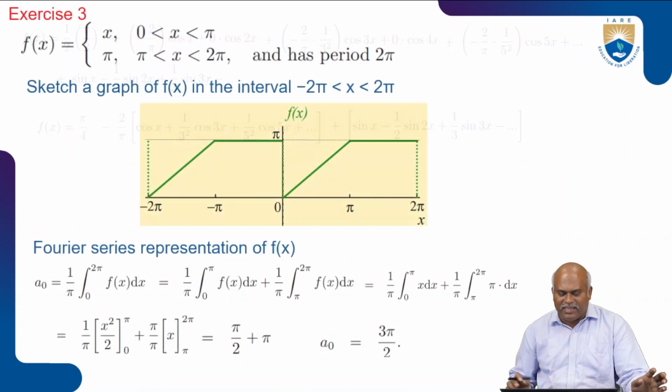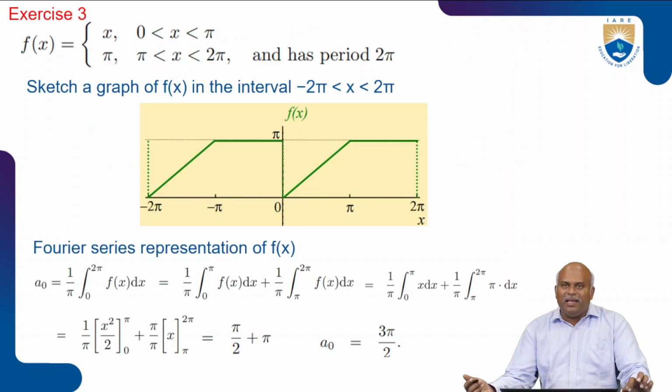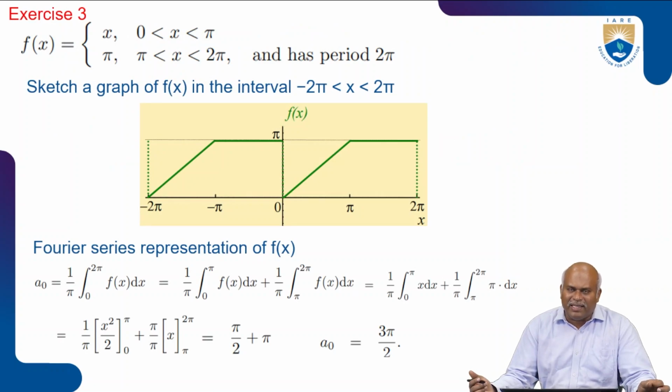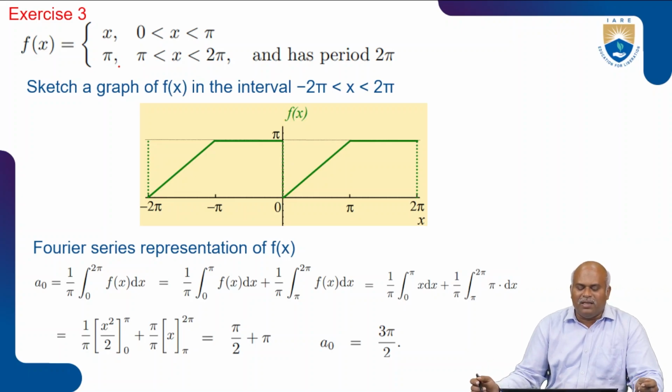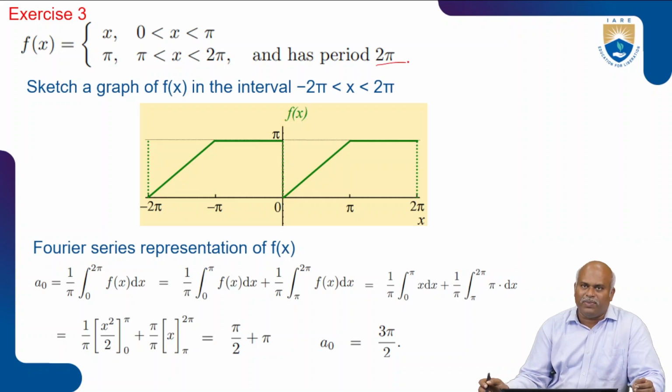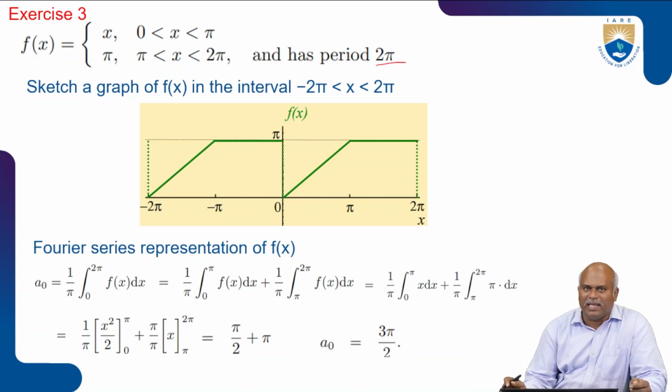So then, next case, we take another case: f of x equal to x for 0 less than x less than pi, then we write pi for pi less than x less than 2 pi. Okay, the fundamental period is equal to 2 pi. So first we draw the graph.